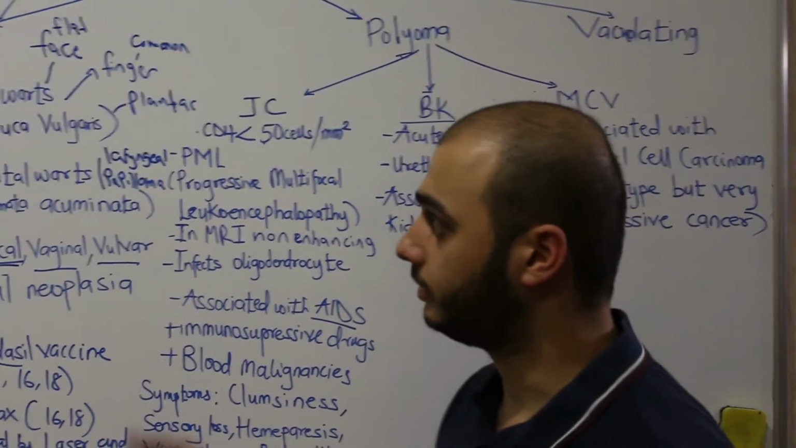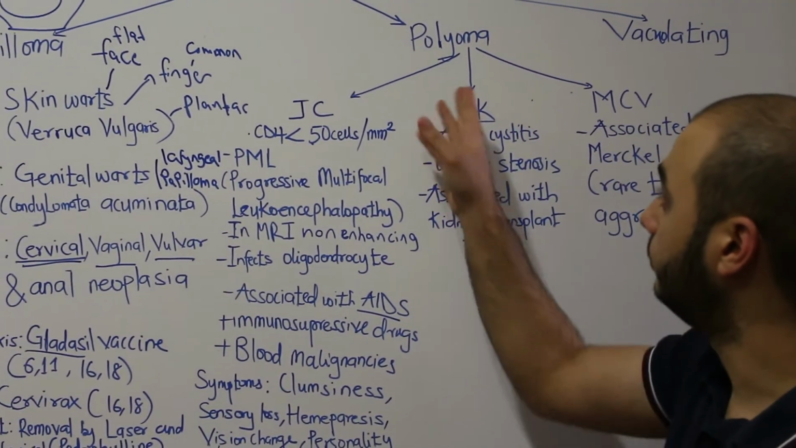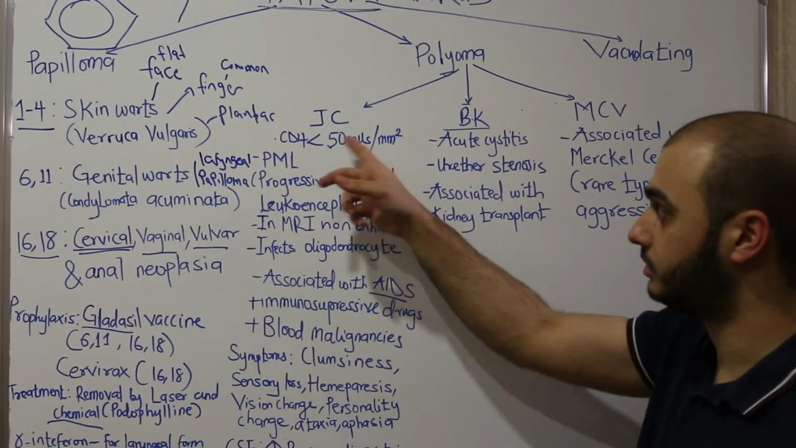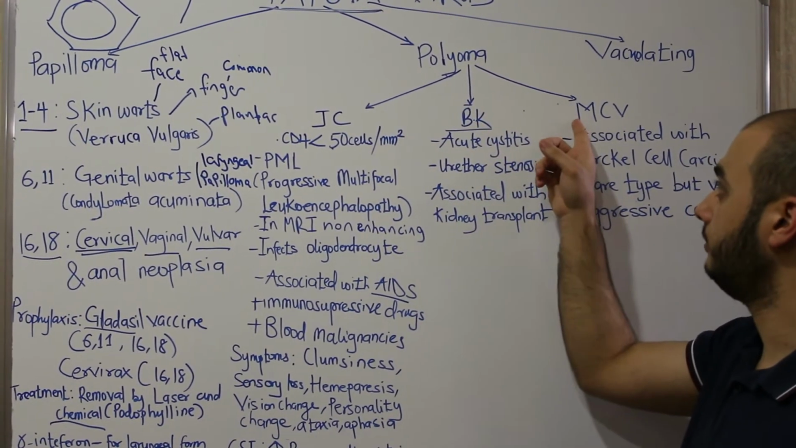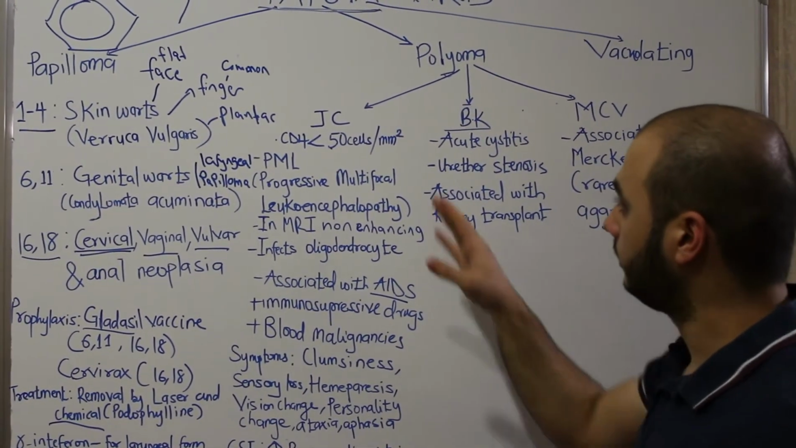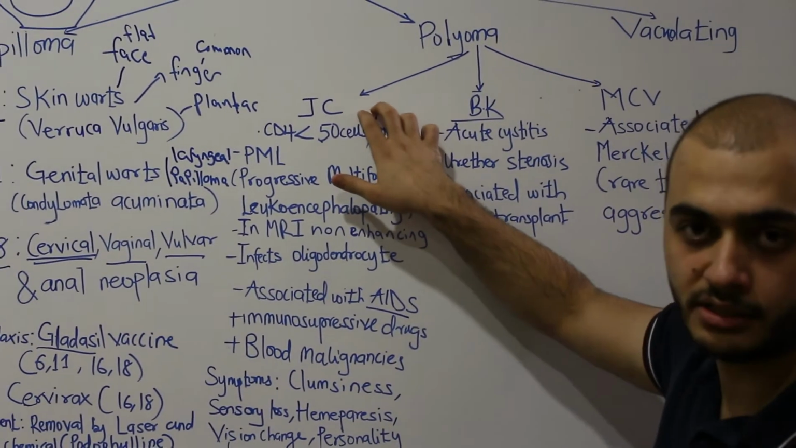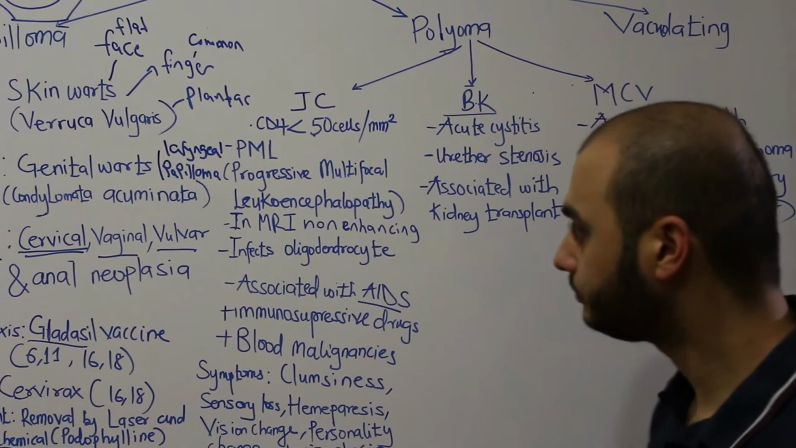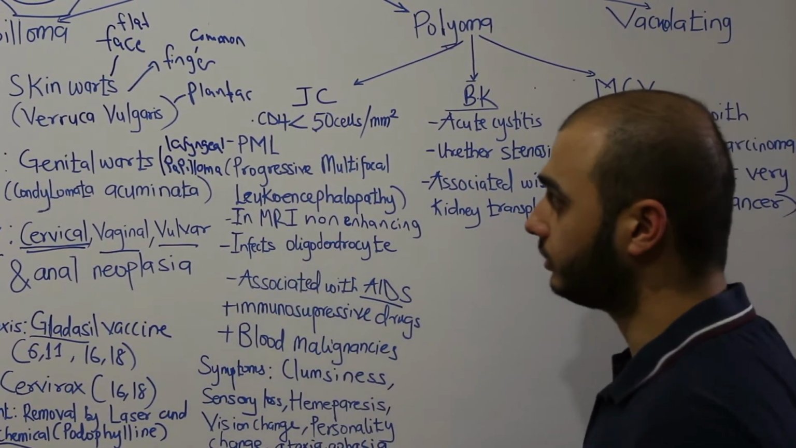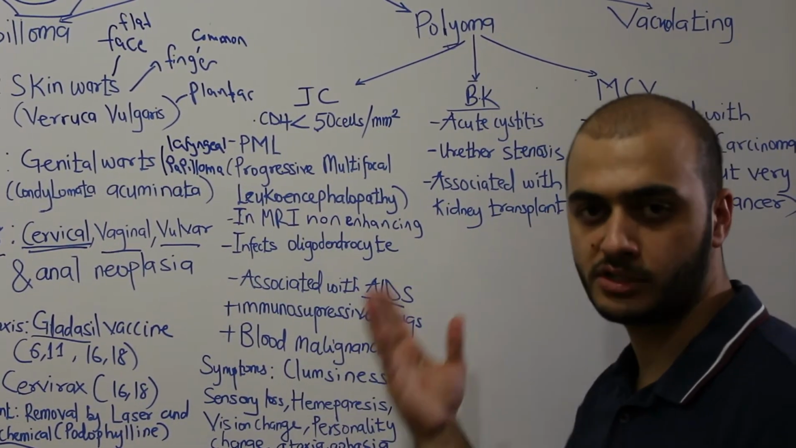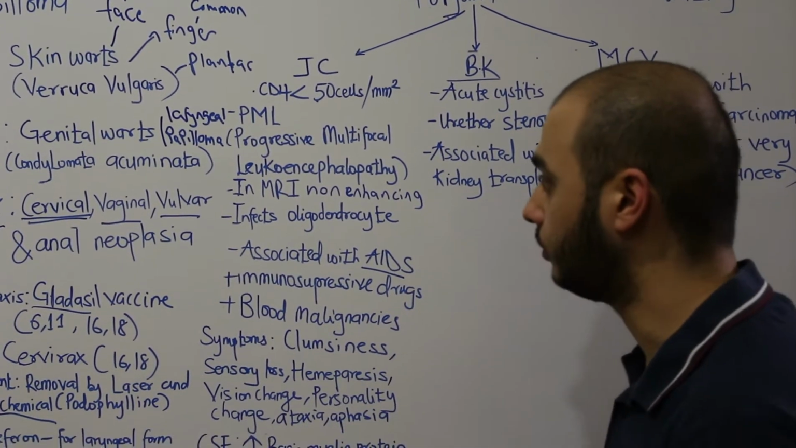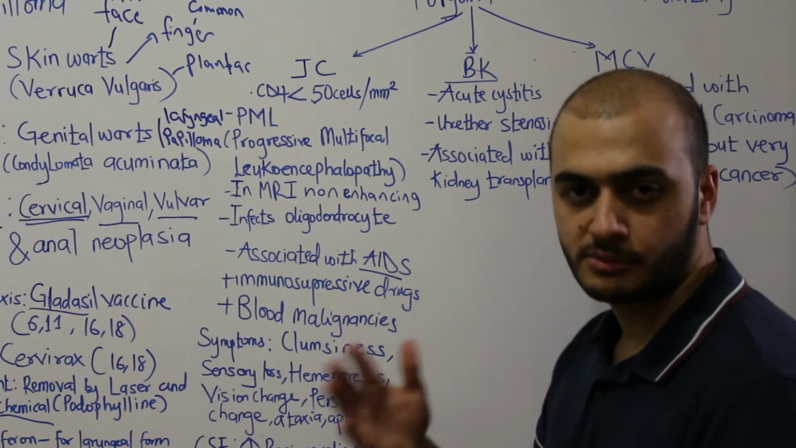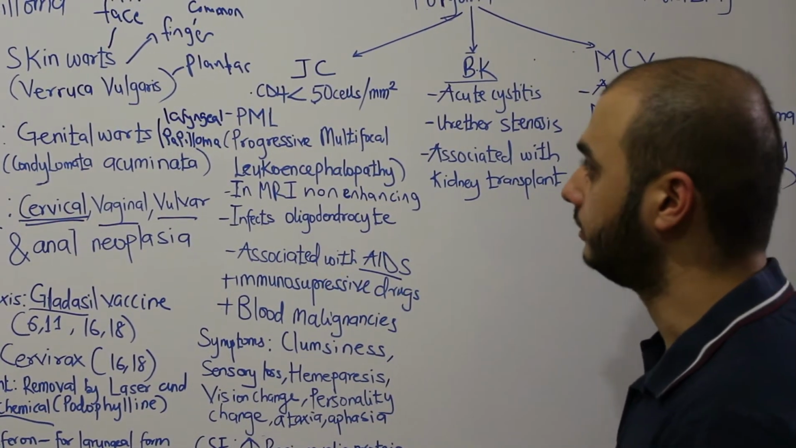Next, so we're done with papilloma. Next is polyoma, and polyoma comprises 3 viruses, which are JC and BK and MCV. At least focus on JC because it's commonly asked in high-yield exams. So it actually causes PML, which is progressive multifocal leukoencephalopathy. So from the name you can expect what will happen. So we will analyze it later.